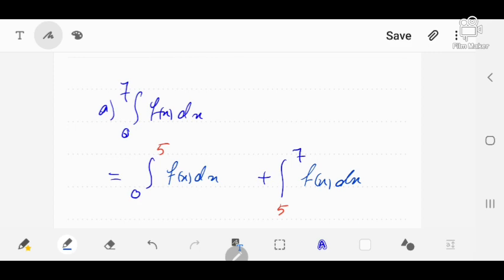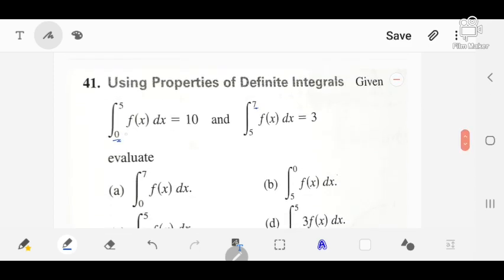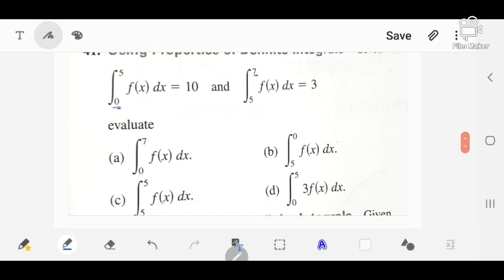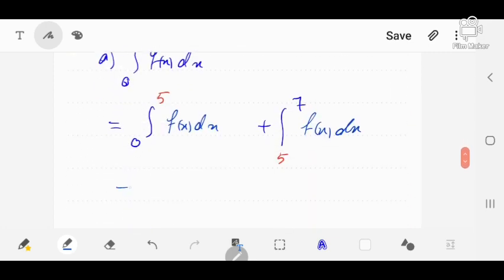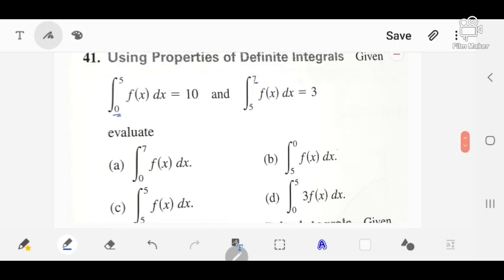Now let's go to the question. From 0 to 5, is it given? From 0 to 5 equals 10. From 5 to 7 equals 3. So this will be immediately 10 plus 3, which is 13. So that's the answer of this part.